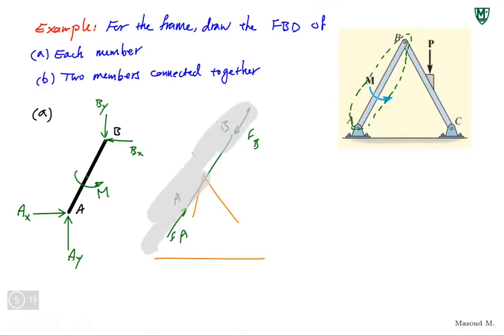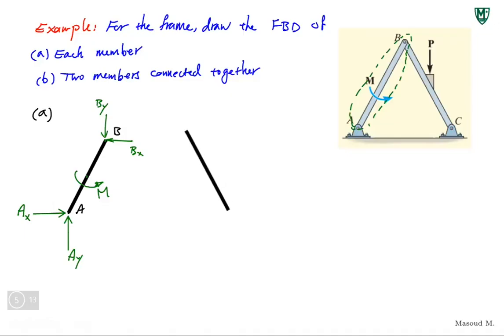All right. Let's look at the other member. Let's look at BC. Let's draw it here. All right, so what forces do I have to put there? This is B, and this is C.